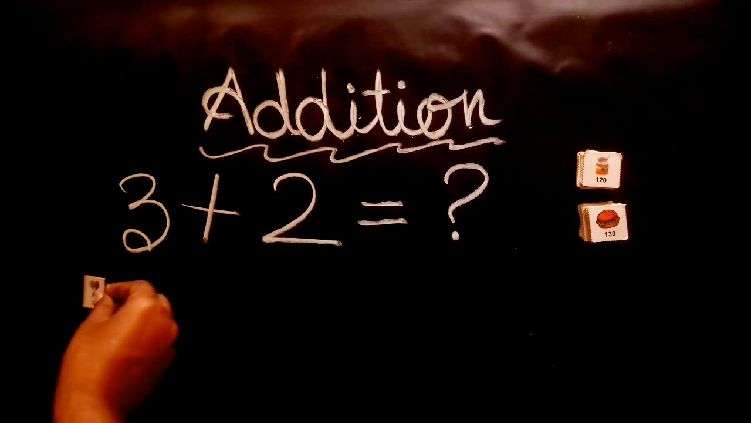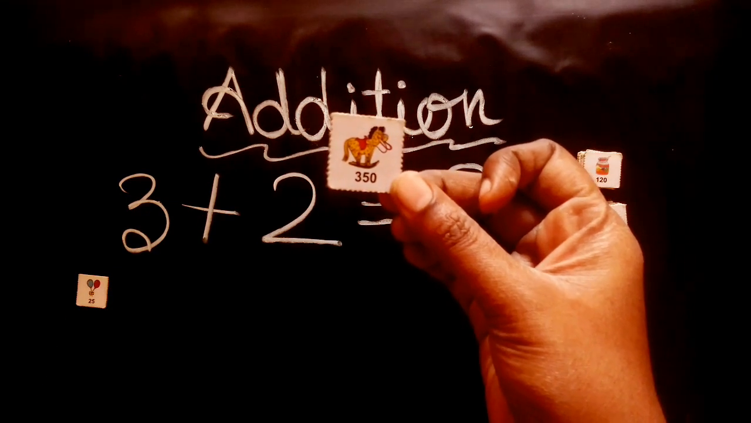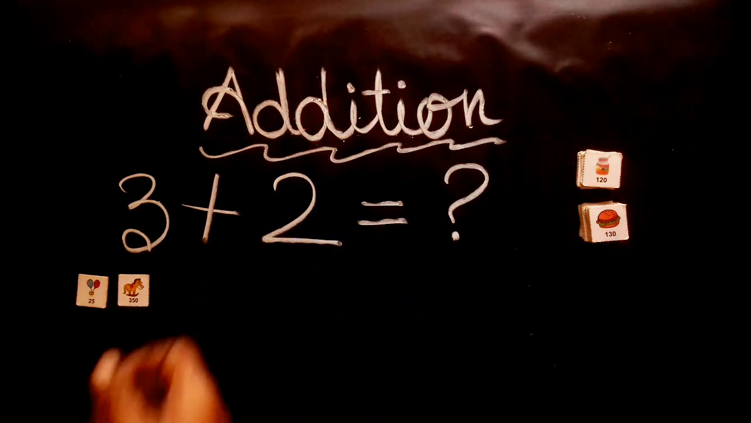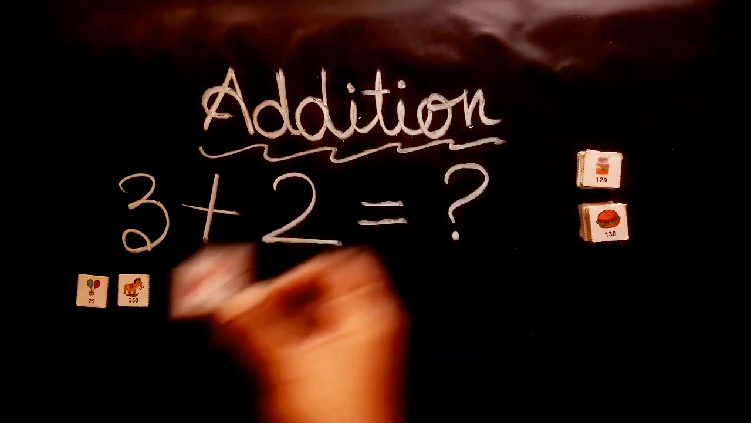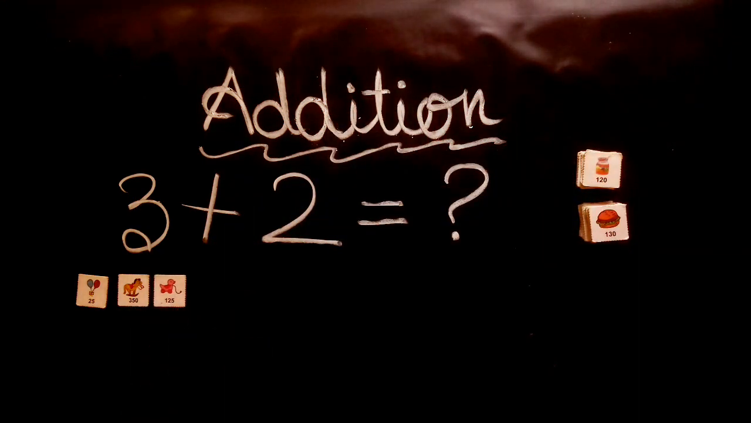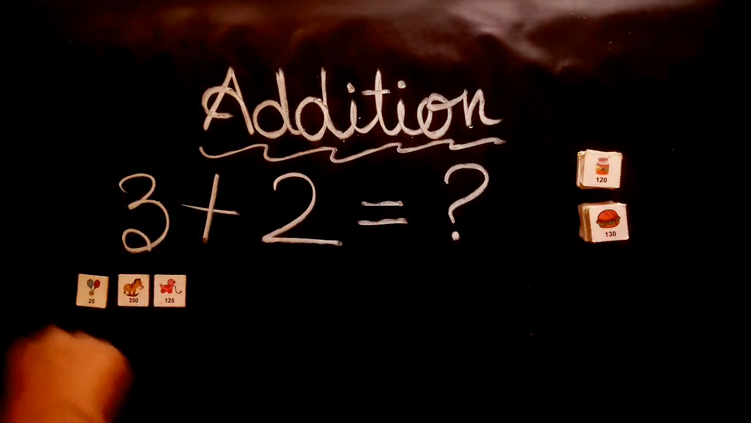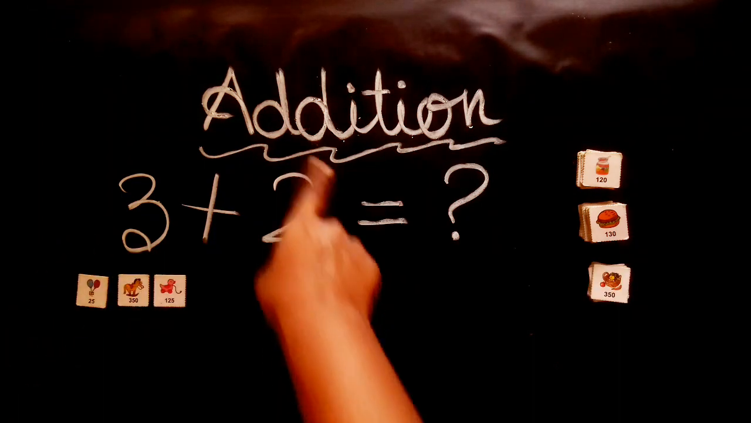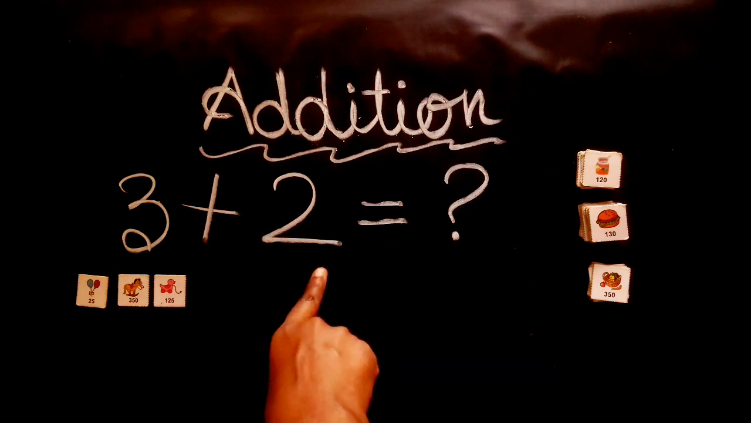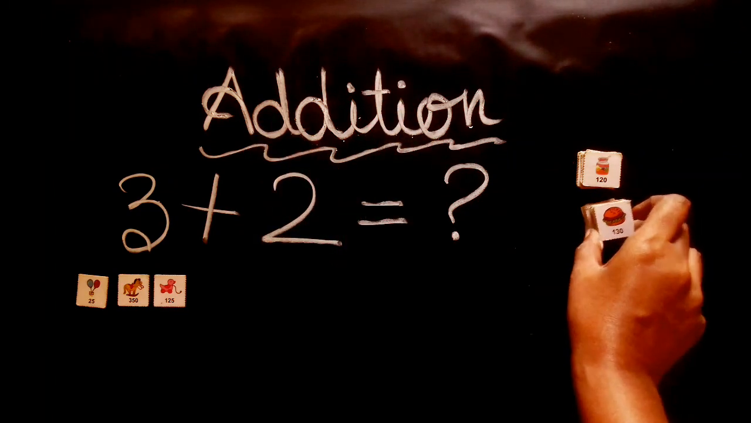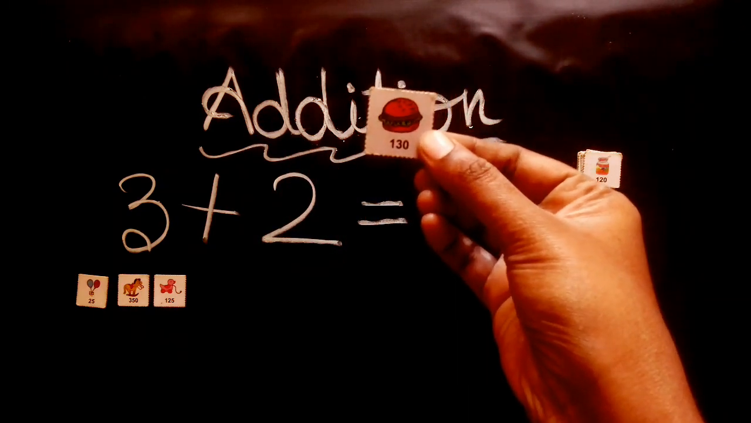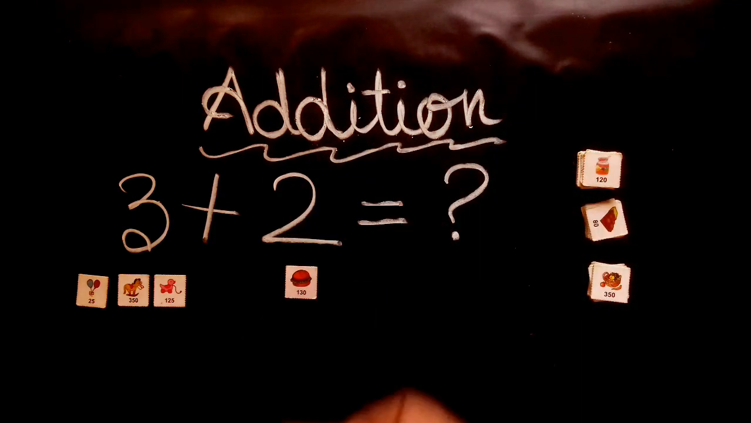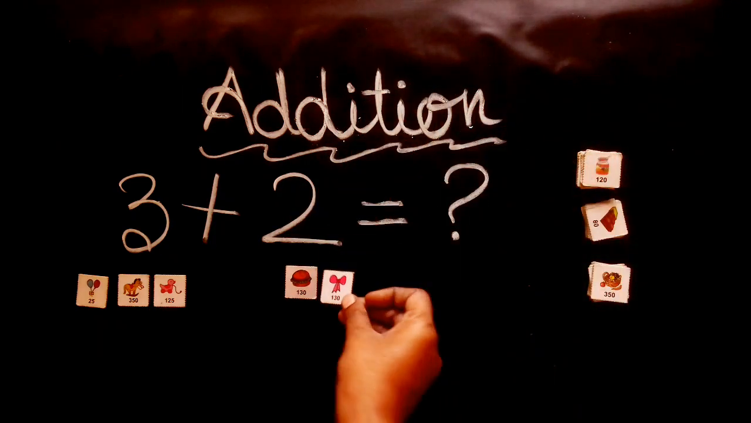So 1, 2, 3. For number 3, I have placed 3 cards. Next step is for number 2, we need to place 2 cards. So 1, 2.